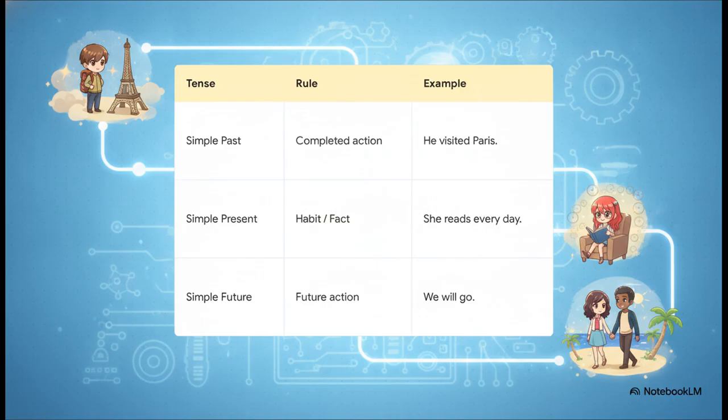For a completed action in the past, we use the simple past, right? He visited Paris. For a fact or a habit happening right now, we use simple present. She reads every day. And for something waiting for us tomorrow, it's the simple future. We will go to the beach. It's just a subtle little mechanical shift in the verb, but it completely reorients the listener's perspective of time.